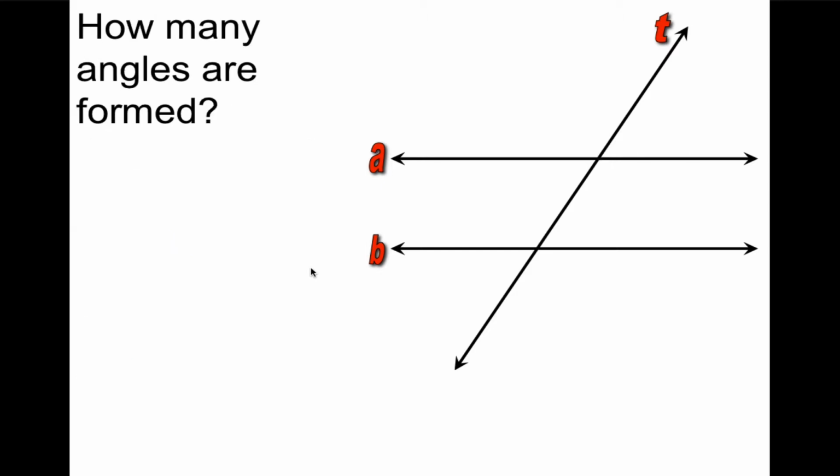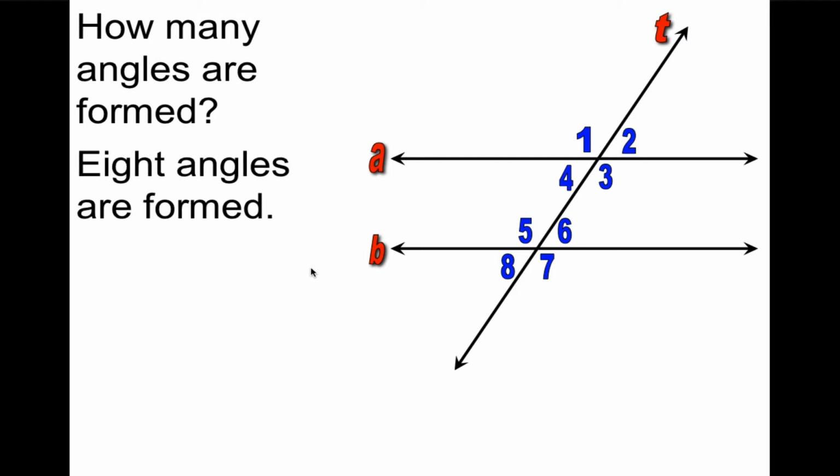In this diagram, how many angles are formed? And I would say there are 8. There's 1, 2, 3, 4, 5, 6, 7, 8 angles formed by these 3 lines. And they have many different kinds of relationships. Today we're going to get into some more of those relationships.